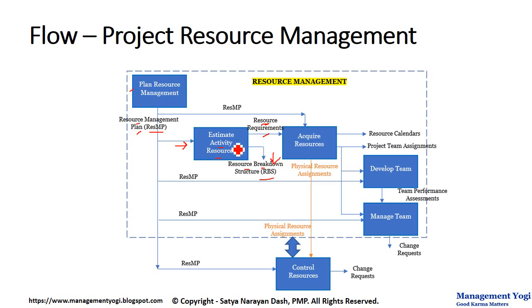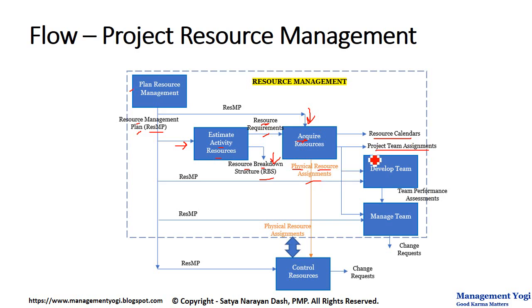Now this resource requirements, we know how many resources are needed, will next act as an input to acquire resources process. And to this process as well, the resource management plan is acting as an input. So in acquire resources, we are acquiring both the team resources and the physical resources. And as you acquire, we are not only acquiring, we are also assigning. And that is why the key output is project team assignments. Another key output is physical resource assignments. And also the acquire resources tells you the resource calendars information, that is the on and off days and the holidays for the resources.